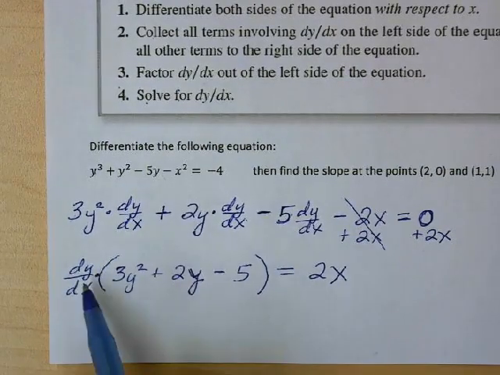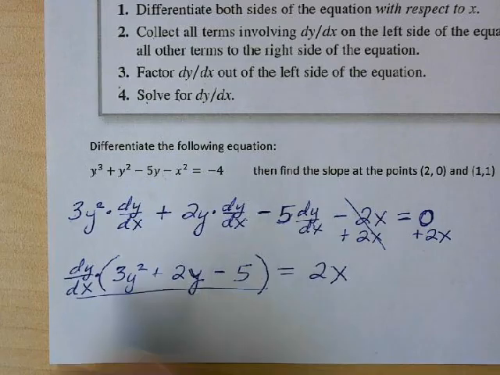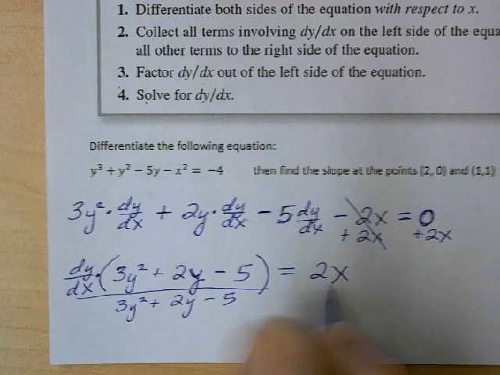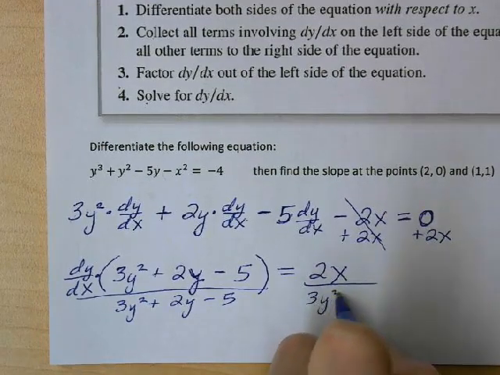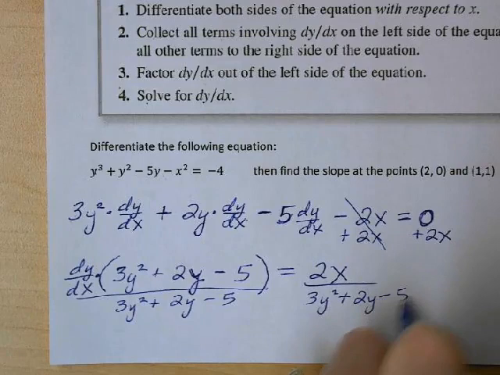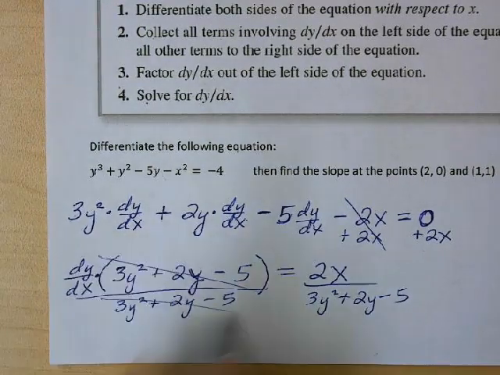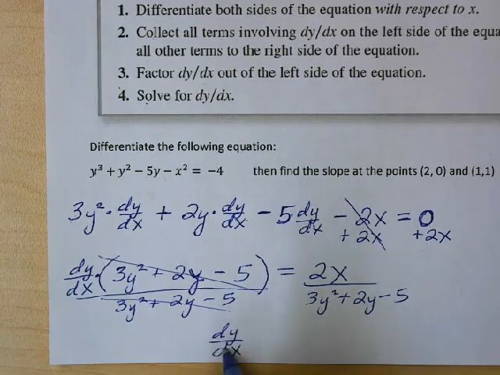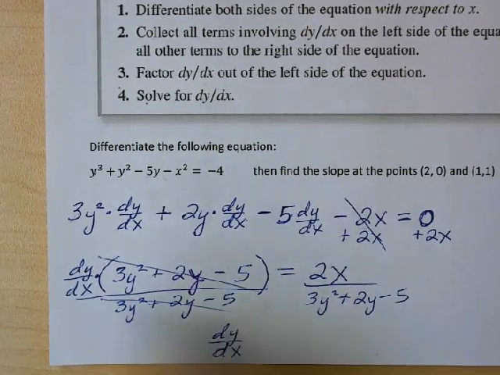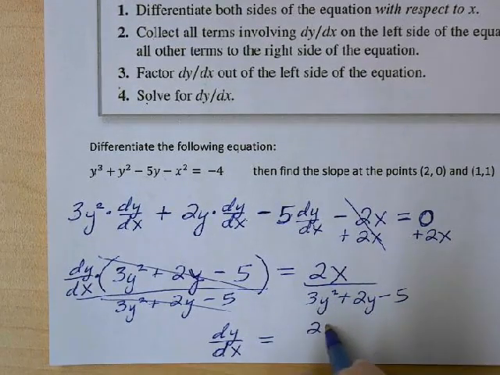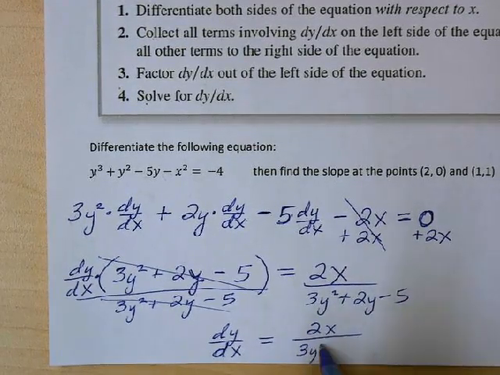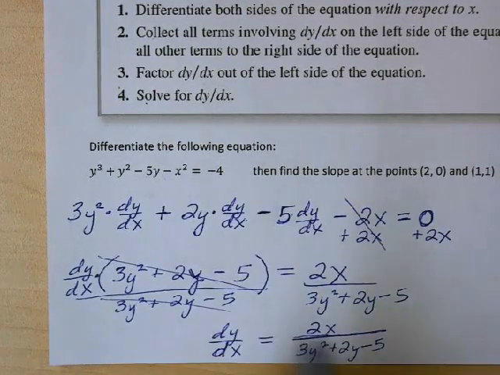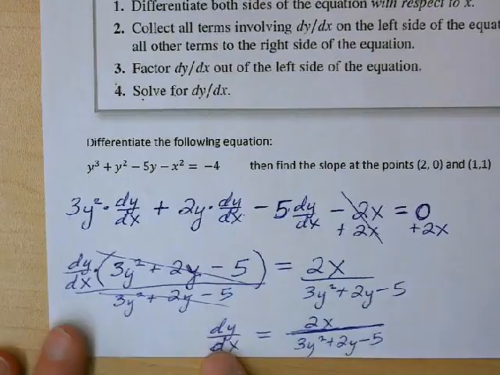Now what? Yeah, divide by this parenthesis group, this 3y squared plus 2y minus 5. Divide both sides by 3y squared plus 2y minus 5. Okay, so if you divide, that'll cancel over here, so I have dy dx. That's the derivative of y. See, now we found the derivative of y with respect to x equals 2x over 3y squared plus 2y minus 5. So that's our derivative.